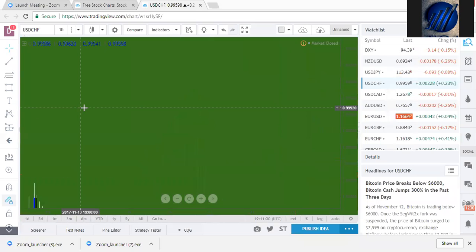Okay, I understand that when the bat pattern is complete, you look for entry. So where exactly, how do you detect where is a good spot to get in after the pattern is complete? Like I say, once the pattern is complete, we're basically looking for that 886.